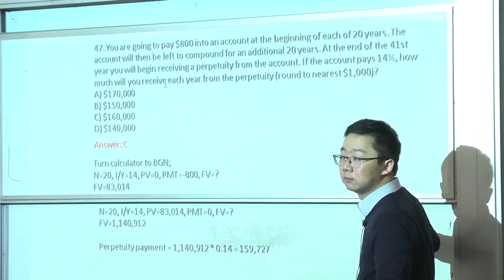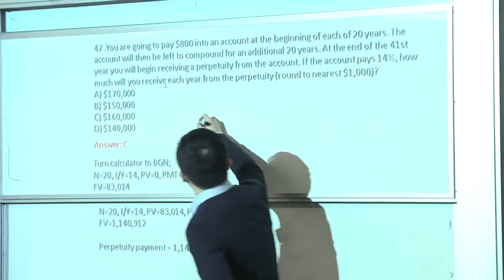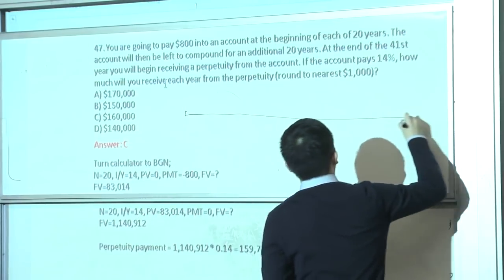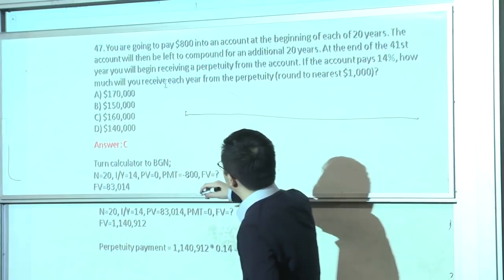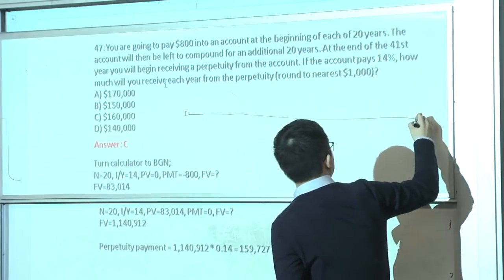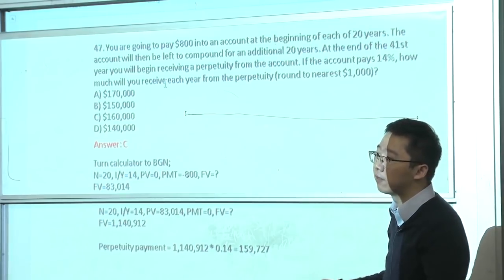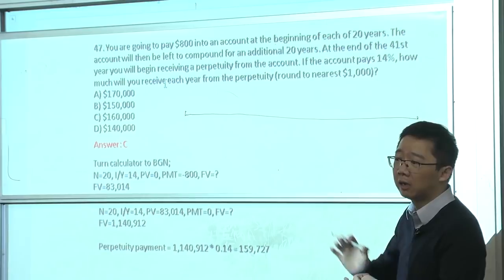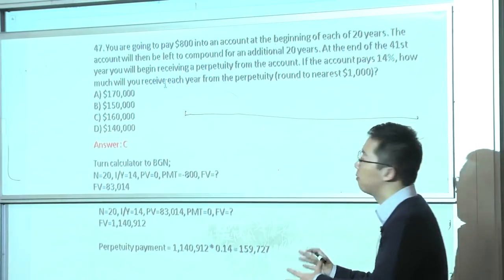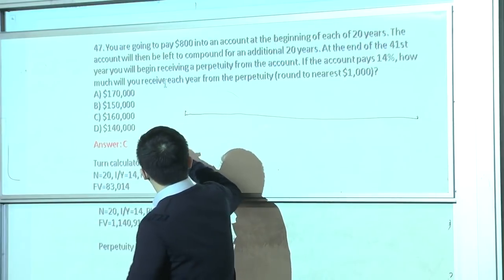Again, what timeline? I have seen these questions in many midterms. Many professors like this question because it sounds like it combines different things together: cash flow, perpetuity, annuity due, everything put all together. All right. So what's the cash flow?